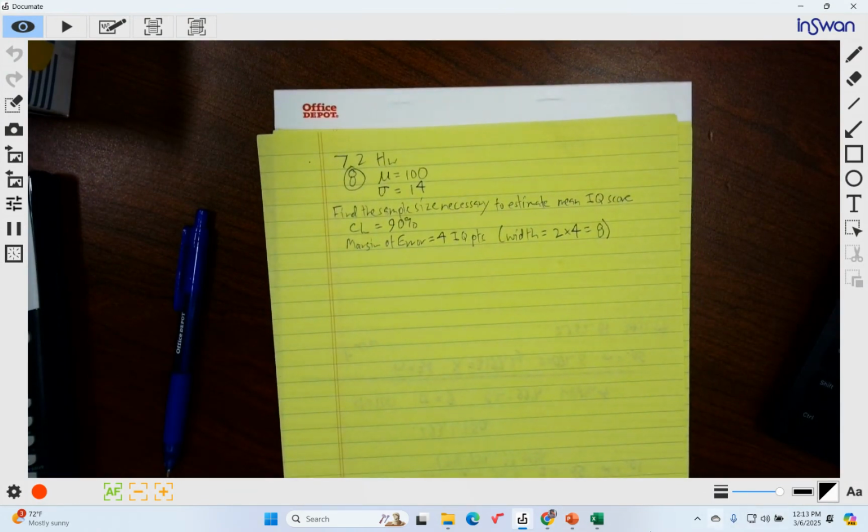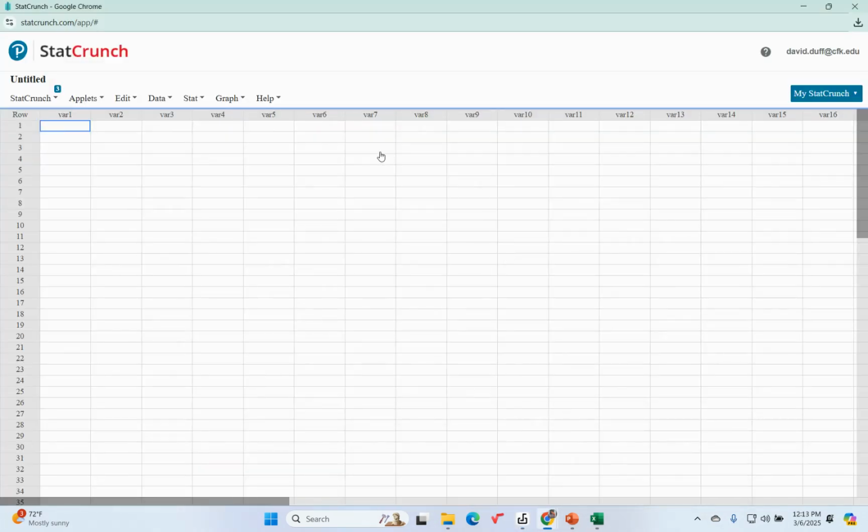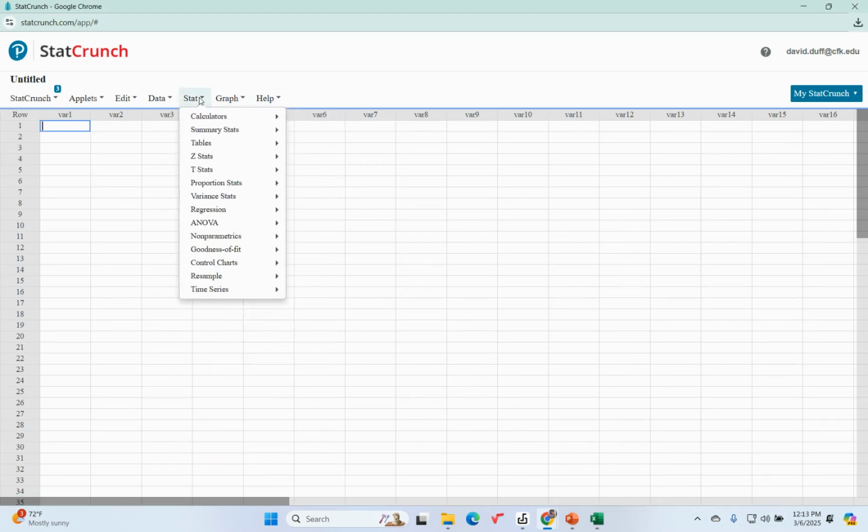But if we go to StatCrunch, and so we're looking for sample size in a t distribution. So we're going to go to Stat, then we're going to select T Stat, then we're going to select One Sample, then we're going to select the last one, Width/Sample Size.